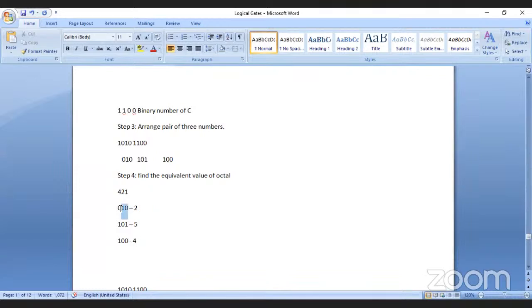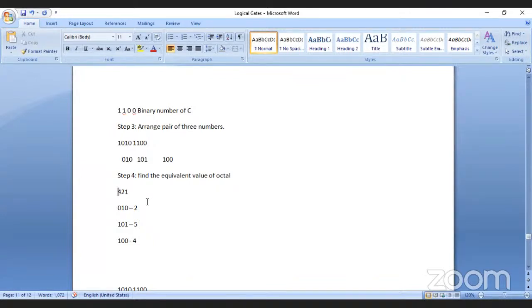See here, 010 is there, and I had to take the 4-2-1 code. Why? Because these are some predefined steps. Whenever I have 3 digits, that is an octal number, so we take the 4-2-1 code. For four digits, we take the 8421 code.